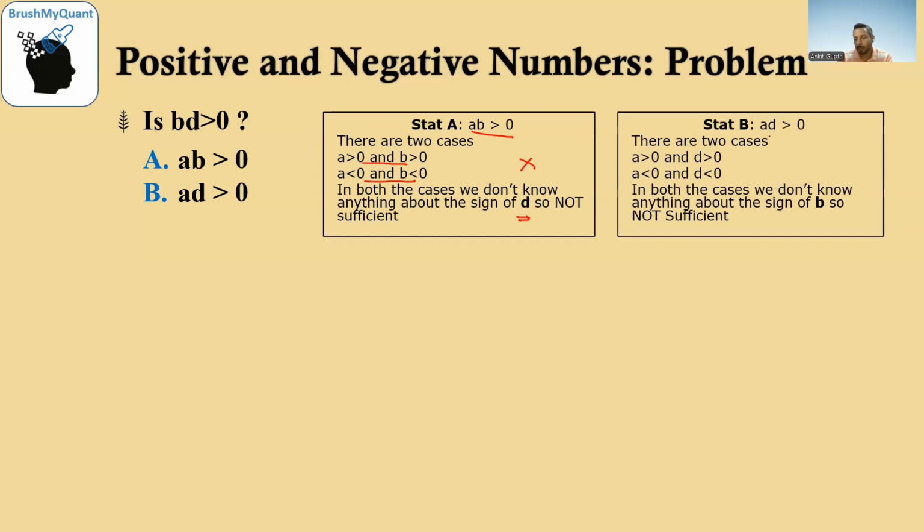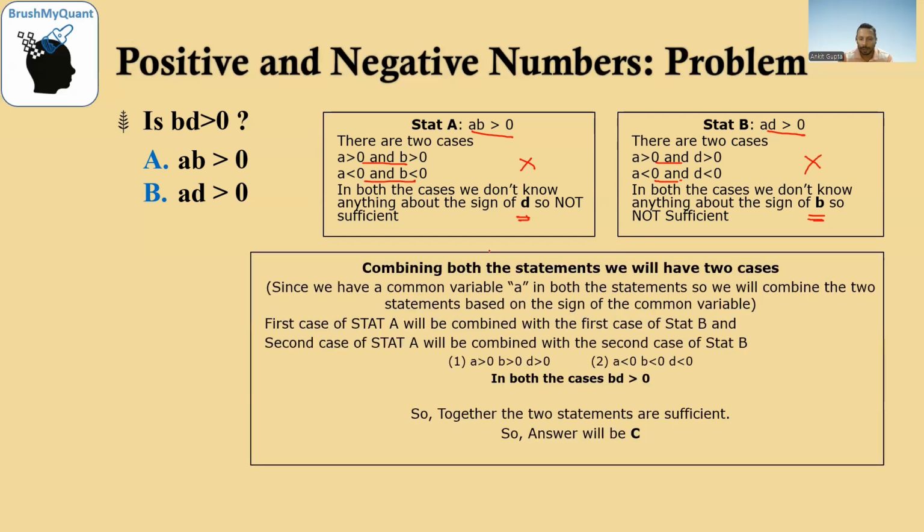The same is statement 2, A into D greater than 0. Either both are positive or both are negative. Again, we don't know anything about B. So individually, it is not possible to solve this problem. Now, if we take both of them together, right? If we combine both these statements, the difference between this problem and the previous problem is that in this problem, we have a common variable, which is A, right?